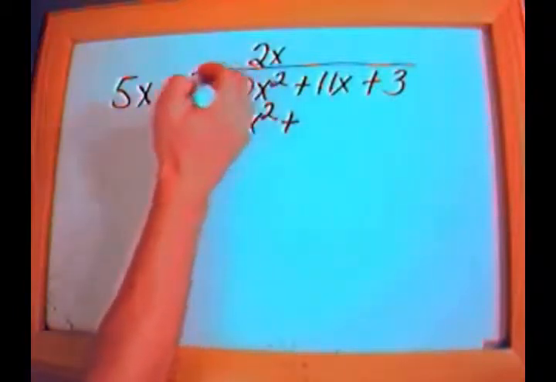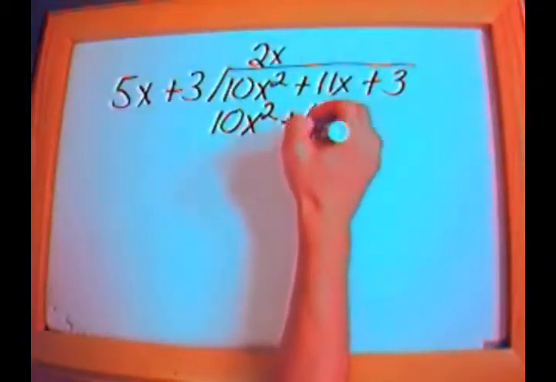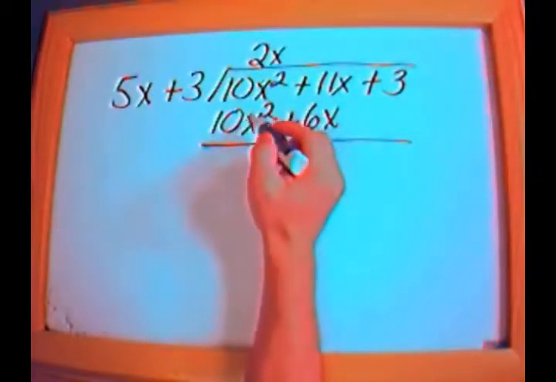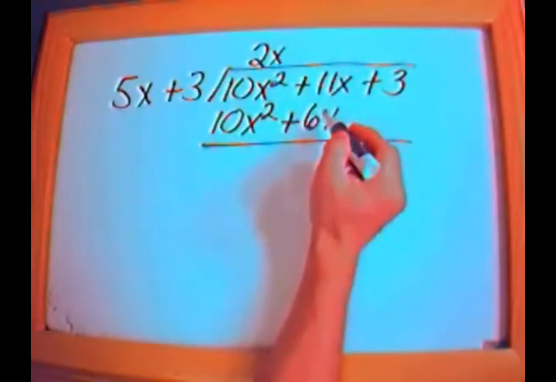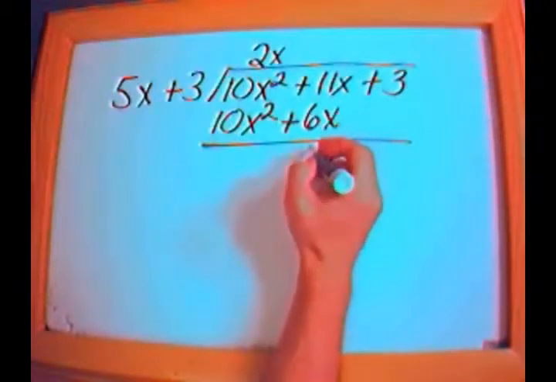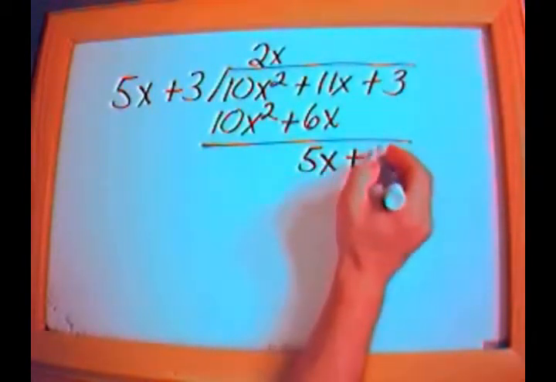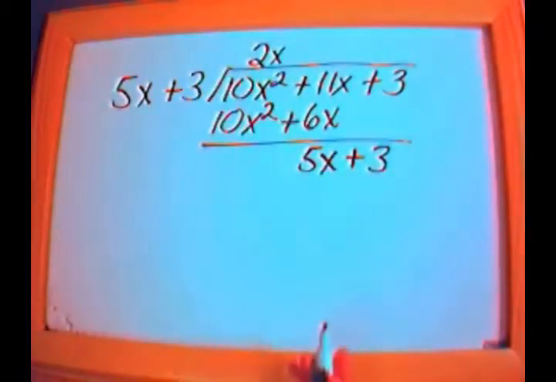squared plus 2x times 3 is 6x. Draw my line. 10x squared minus 10x squared is 0. 11x minus 6 is 5x. And then I just carry my next part down. Got a plus 3 there.